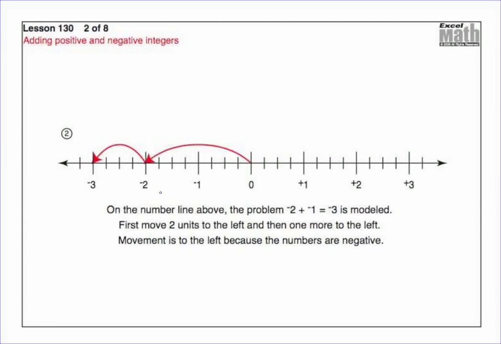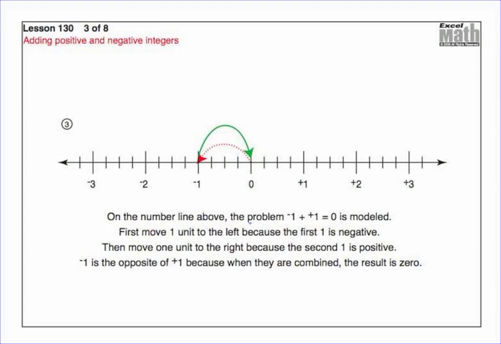Okay, now if on the number line above, we have the problem negative 2 plus negative 1 equals negative 3. Start at 0, we're doing negative 2, we're putting a negative 1 with that, and we get negative 3. First move 2 units to the left, and then one more to the left. Movement is to the left because the numbers are negative.